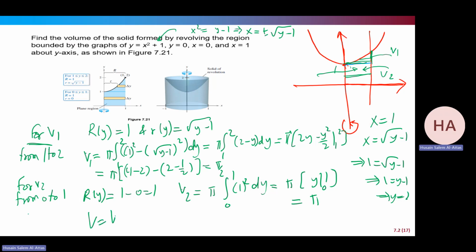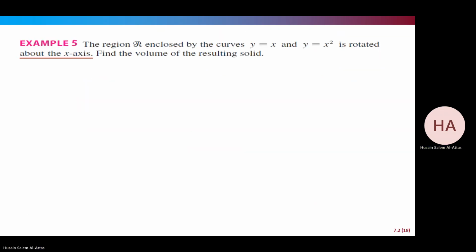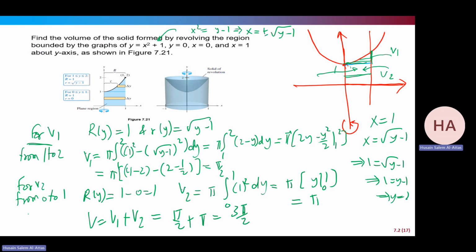What will be the volume? It will be V1 plus V2, which is pi over 2 plus pi, which is 3 pi over 2. Okay. That was a little bit complicated. Actually, the same problem we will do using the shell method in 7.3, which will be easier. The shell method takes the line parallel to the axis of revolution. If you make it parallel, I have only one function.